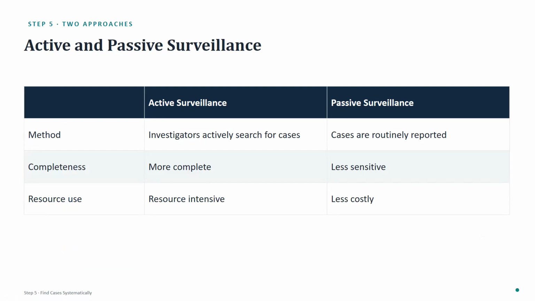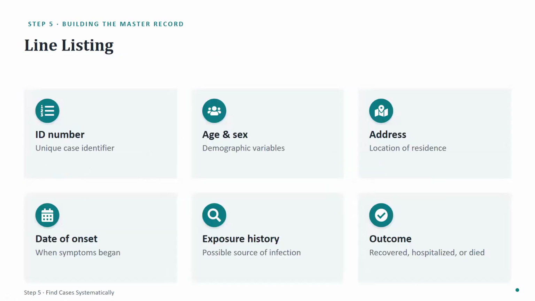Active surveillance is the one where the investigators actively search for cases, and this is more complete and resources are used intensively. But passive surveillance is the one where cases are routinely reported already to the healthcare facilities, and this is less sensitive and less costly.